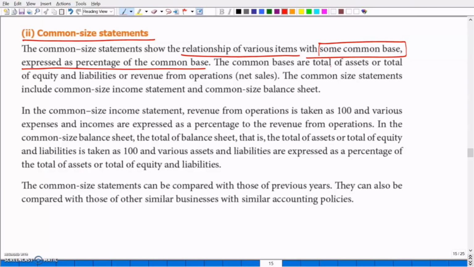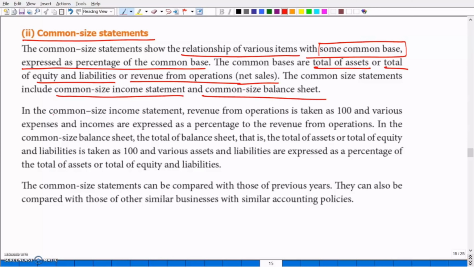So the common base can be either total assets, or total equity and liability, or revenue from operations, whatever. And these common size statements generally include common size income statement and common size balance sheet. Say for example, we take revenue from operations as base.